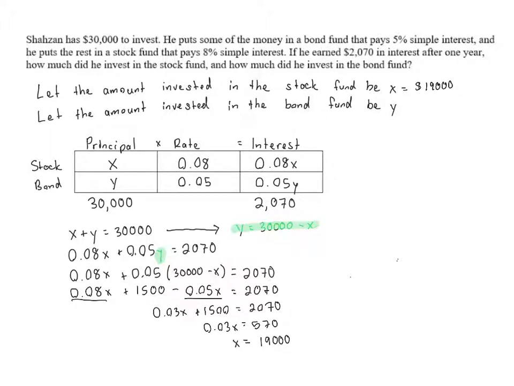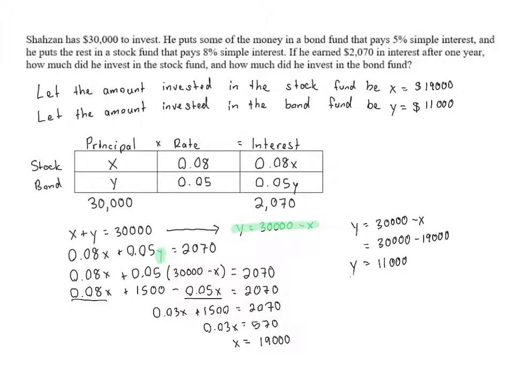There are two ways to figure out how much was invested in the bond fund. We know that he invested $30,000 in total, and he invested $19,000 in the stock fund. If we take away the $19,000 from the $30,000 in total, that gives us $11,000 left to invest in the bond fund. Or we can use substitution. We knew that y was 30,000 minus x. Now that we've figured out x is 19,000, we can subtract, and 30,000 minus 19,000 is 11,000. It's the same answer that we got before.